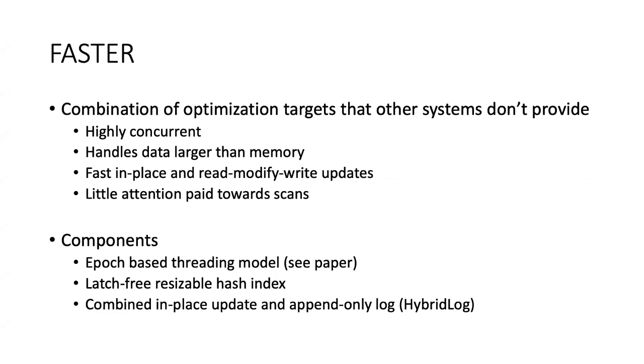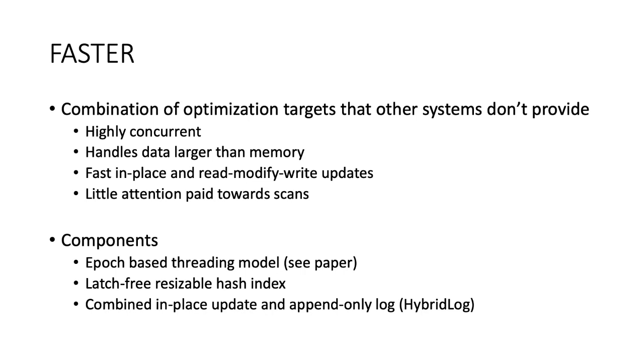So in this paper, they introduced FASTER, and the goal is that we have this store that is a combination of these targets that other systems might not provide all at the same time. So we want it to be highly concurrent, handle data that's larger than memory, but with very fast in-place and read, modify, write updates with little attention paid towards scans. And when we focus on in-place updates as well, recovery becomes less of a concern because we can overwrite data and lose it.